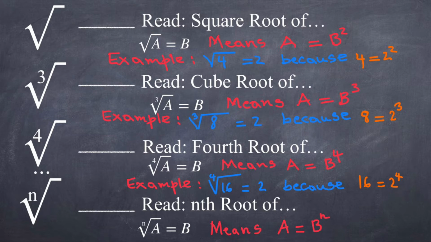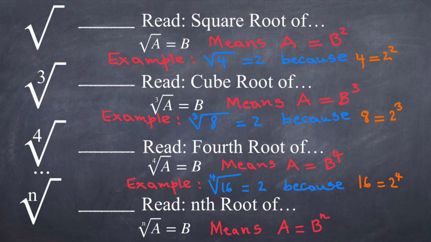Now with the index 3, the radical is read cube root of. So in this example, the cube root of A equals B, and that means A equals B to the third power. Example, the cube root of 8 equals 2 only because 8 equals 2 to the third power.